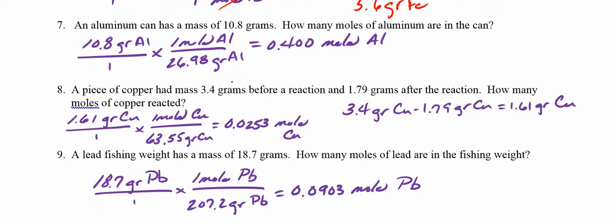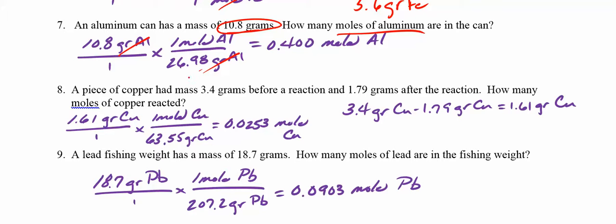Number 7 says an aluminum can has a mass of 10.8 grams. Let's circle that. And how many moles of aluminum are there? So I'm going to start with what I know, 10.8 grams of aluminum over 1. Whatever unit's in the upper left-hand corner goes into the lower right-hand corner. I'm looking for moles of aluminum. That's what's underlined. So moles of aluminum in the upper right-hand corner. These two units will cancel.